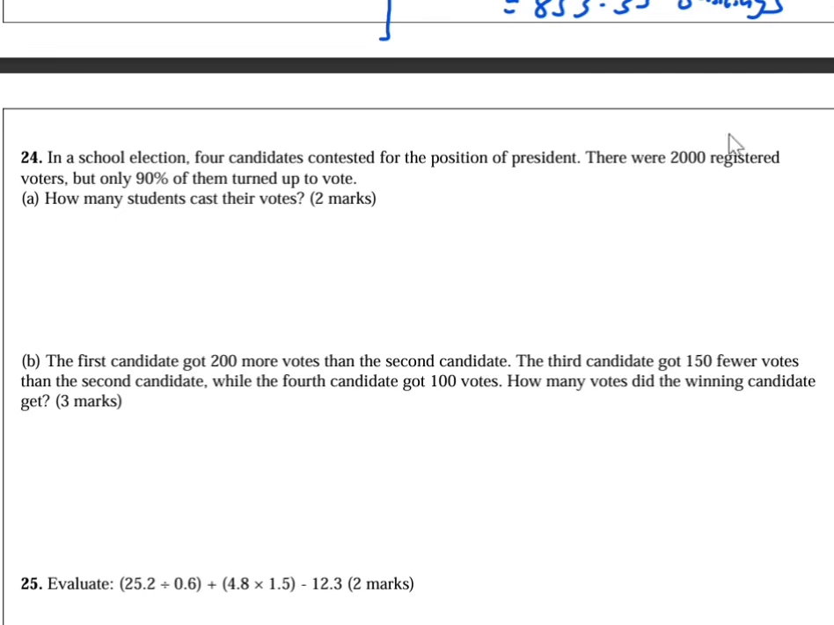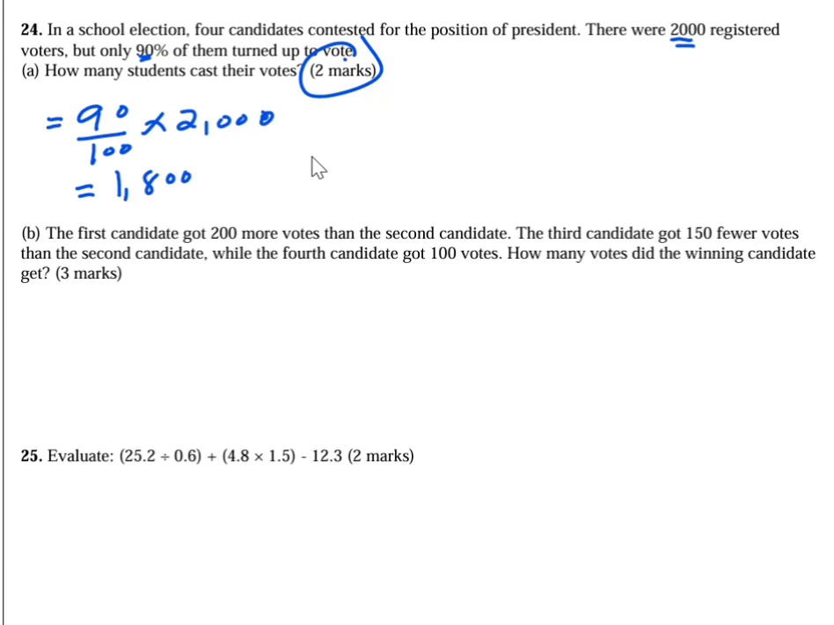So I hear there were 2,000, but those who came were 90%. We want to know those who came. Here we have the percentage, so it will be very easy, just 90%. 90% means 90 per 100 multiplied by the registered people, 2,000. So you multiply that, 90 over 100 times 2,000, we'll see the answer is 1,800. Those are the ones who came to vote. 1,800. We score those 2 marks.